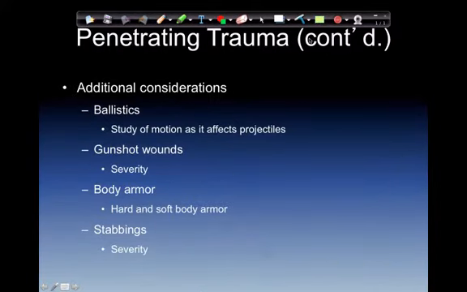Penetrating trauma continued. Ballistics: the study of motion and its effects on projectiles. Gunshot wounds: the severity depends on the type of weapon, velocity of the projectile, when it strikes the tissue, physical properties of the projectile, and the type of tissue impacted. If it hits bone, it can break away bone, and that increases the cavitation wave. The cavitation wave is normal if it's going through soft tissue, but if it hit bone, now it's a much larger piece carrying the bone through the tissue, so it causes a greater cavitation wave.